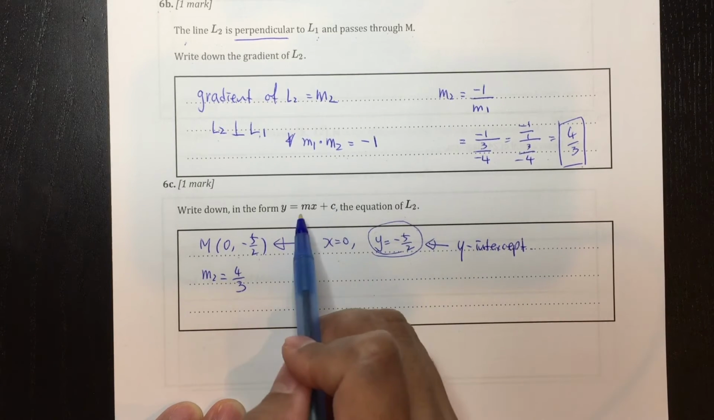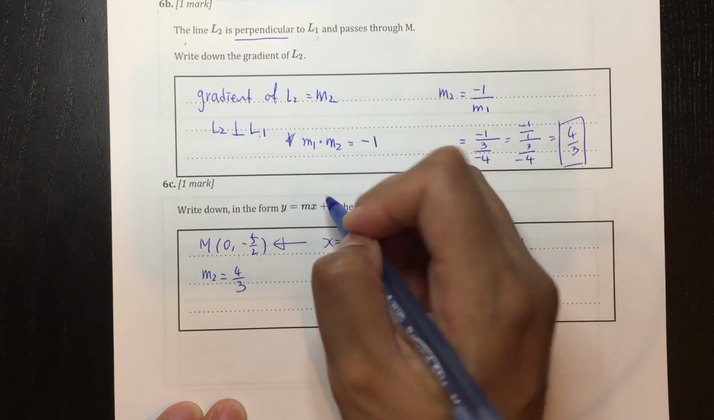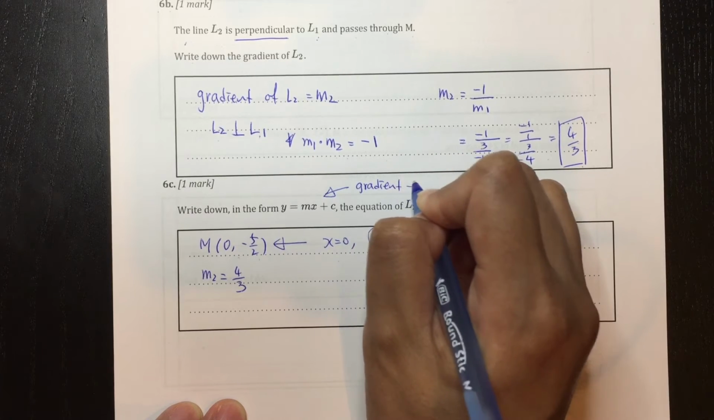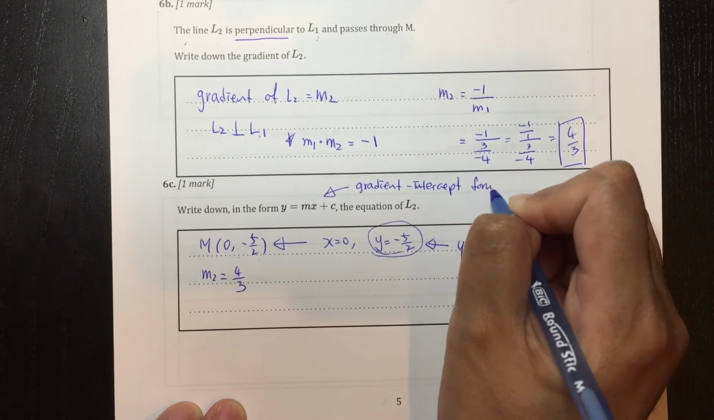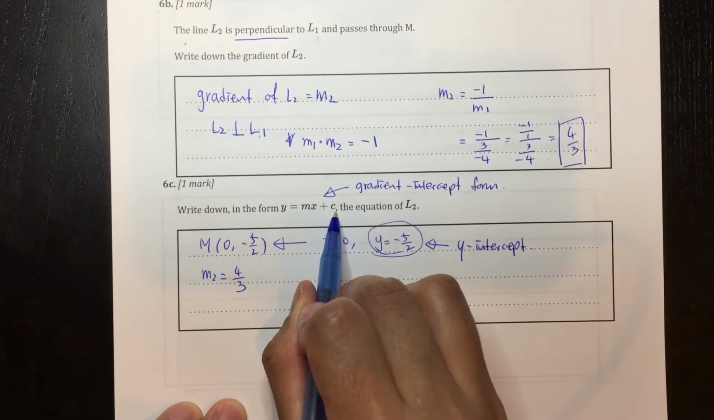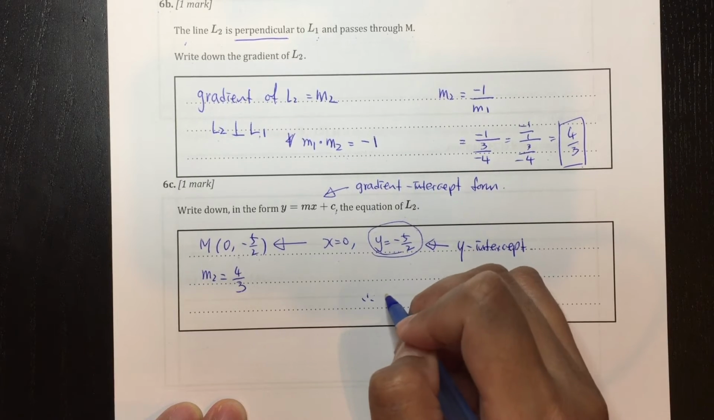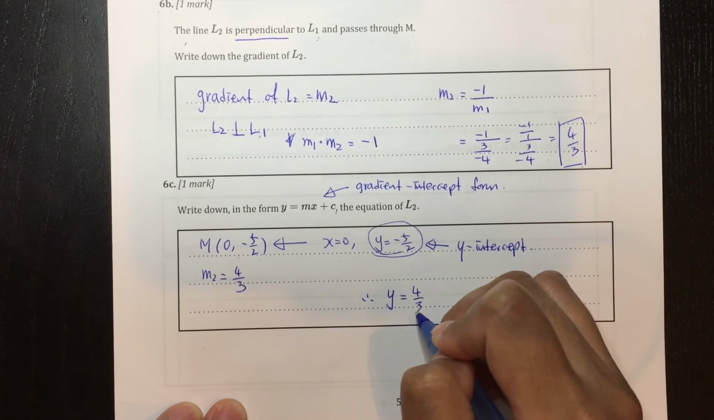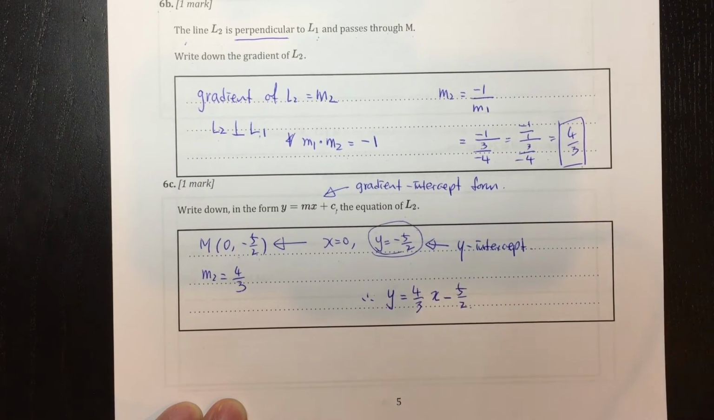Because of this, and since this form is the gradient-intercept form, the c value is the y-intercept, right? So we can say y equals 4 over 3 x minus 5 over 2. Okay?